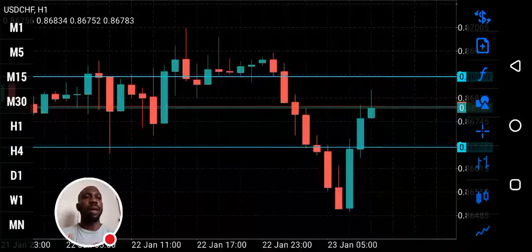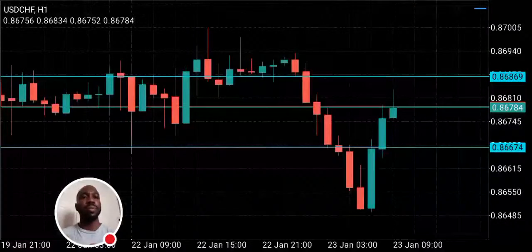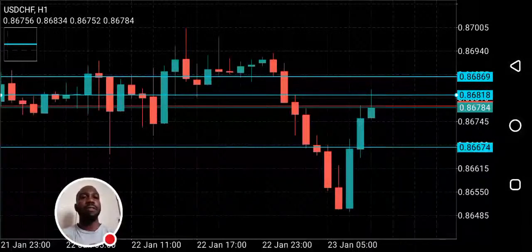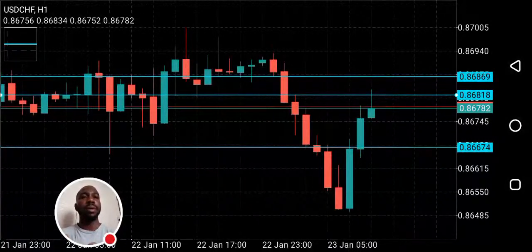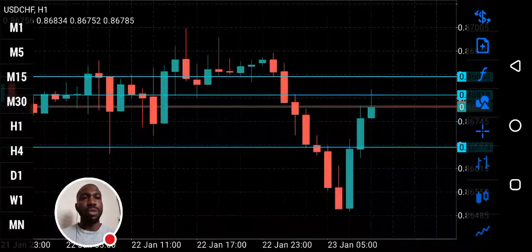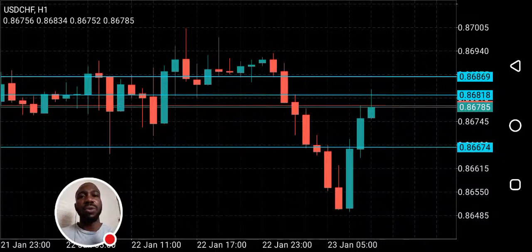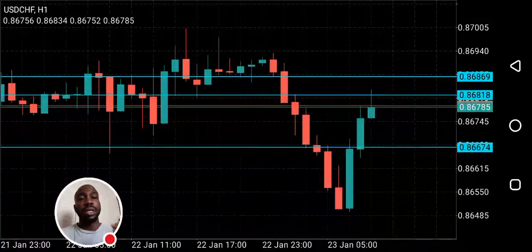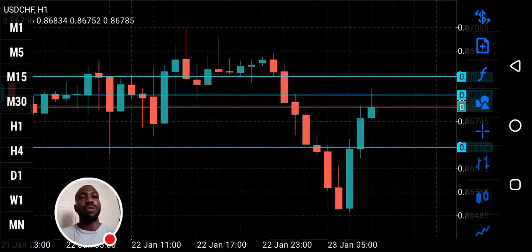So I think that gap has been filled. Can you see we had a fair value gap here? Price has tested that gap. Though not filled, it tested that gap, and there's a strong rejection from that level. So if the current candle closes bearish, we should look for a sell on USD CHF.